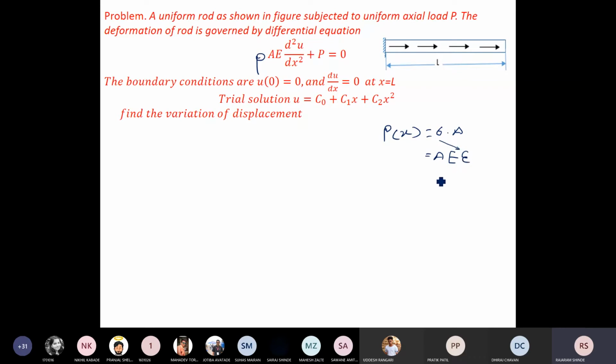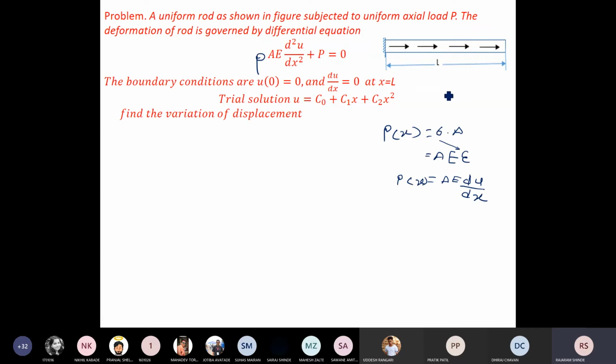You know this equation. Now the strain is the derivative of u with respect to x, that means the derivative of displacement with respect to x. It becomes AE du by dx, and it is a function of x, a linear function of x, that means it is uniformly distributed. Uniform distribution means it is a linear function of length. Am I right? So this is P(x) is equal to AE du by dx. Do you agree with this?